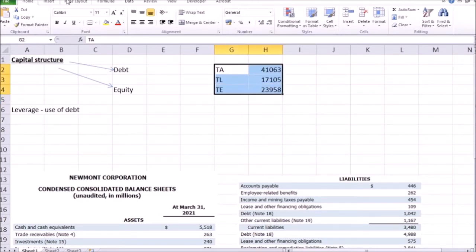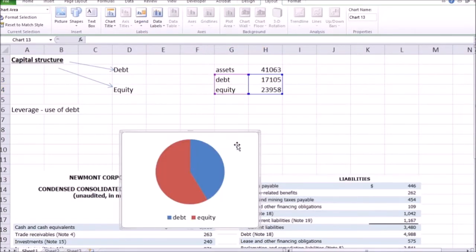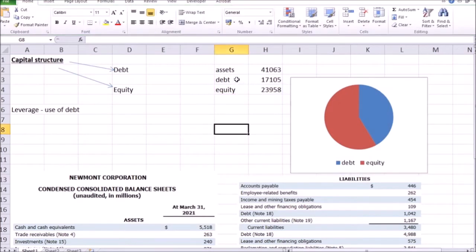Let's make a pie chart of this. And of course, total equity plus total debt is going to give you the same number as total assets. The left side of the balance sheet is equal to the right side of the balance sheet. So all of this total pie represents the number 41,063, which is split between equity, which accounts for 58%, and debt, which accounts for only 42% for Newmont. So this split of total assets between equity and debt is capital structure.